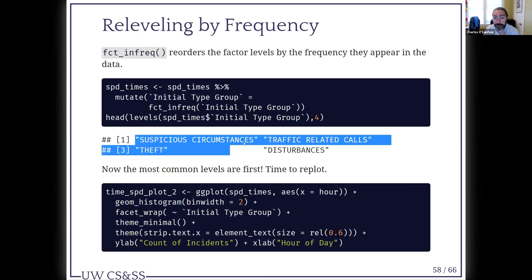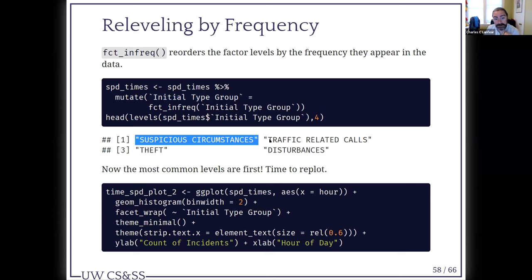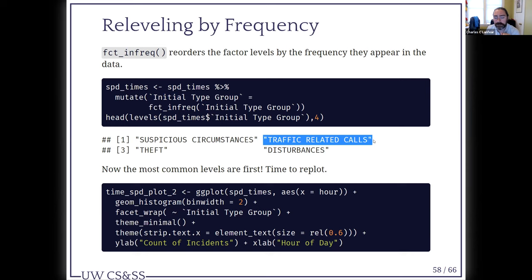Turns out it's suspicious circumstances. The second most common is traffic related calls. The third is theft. The fourth is disturbances. So what it did is it reordered our factor levels. Factor level 1 is the most frequent factor level in the data. So instead of being in alphabetical order like they were before, it's in order of frequency.